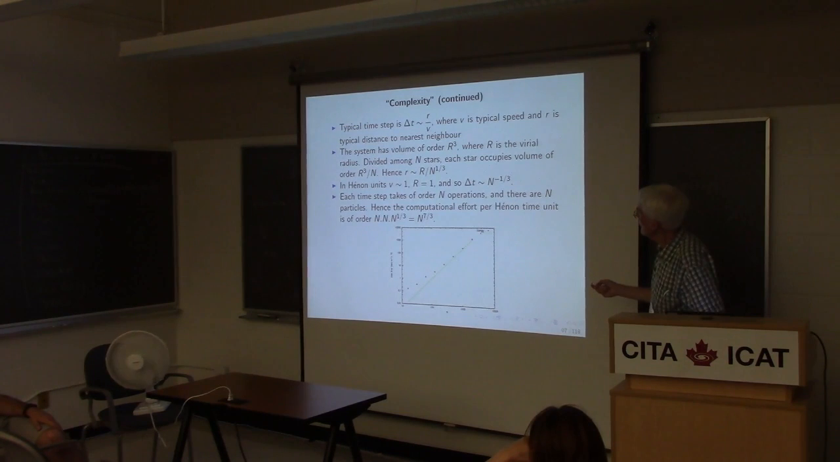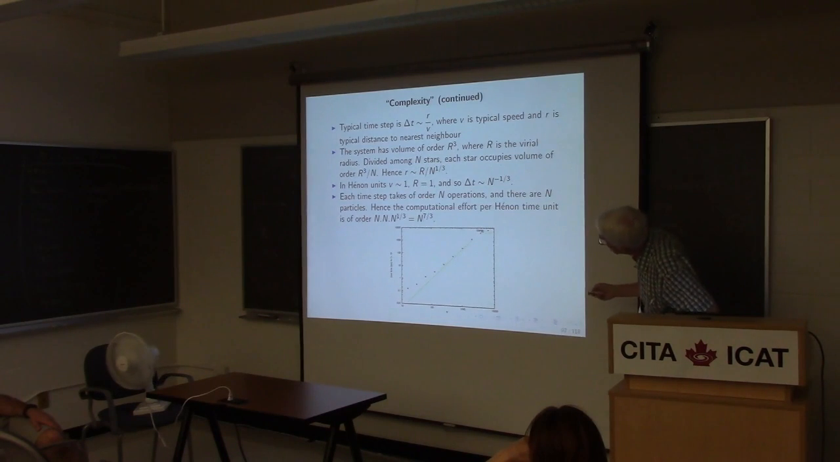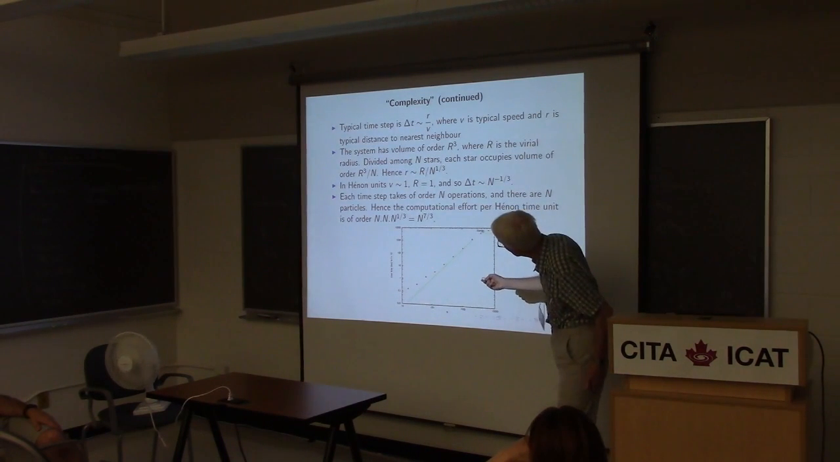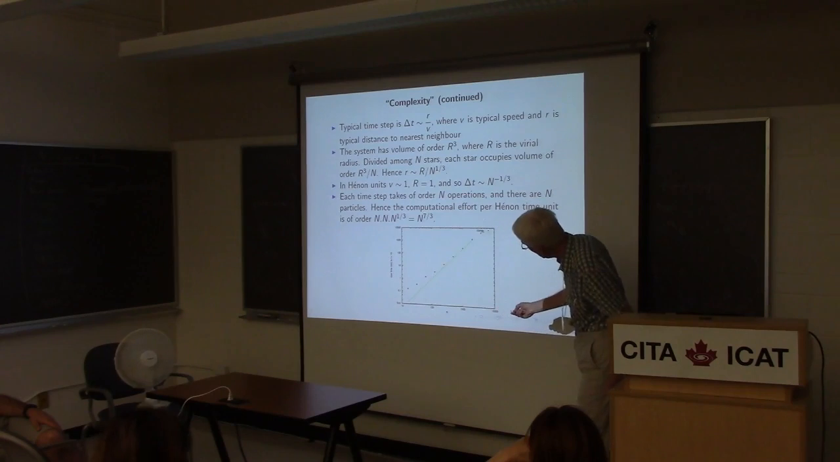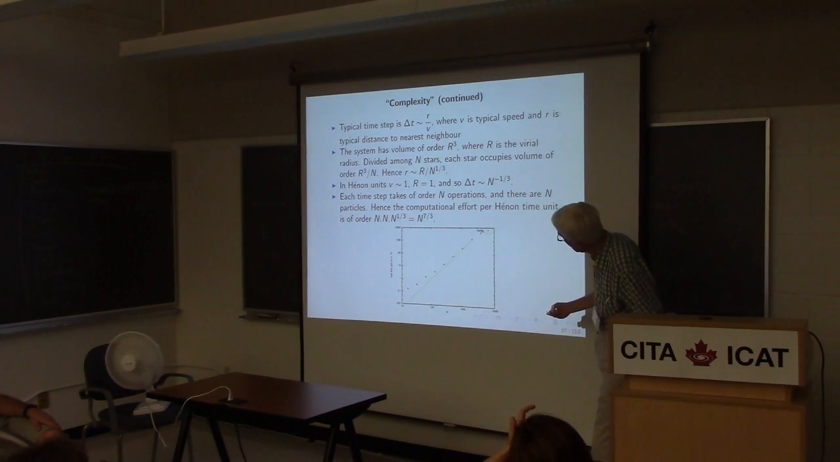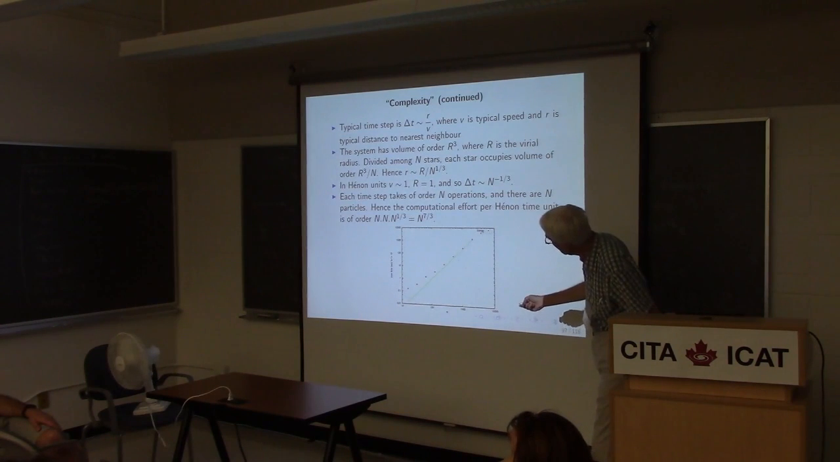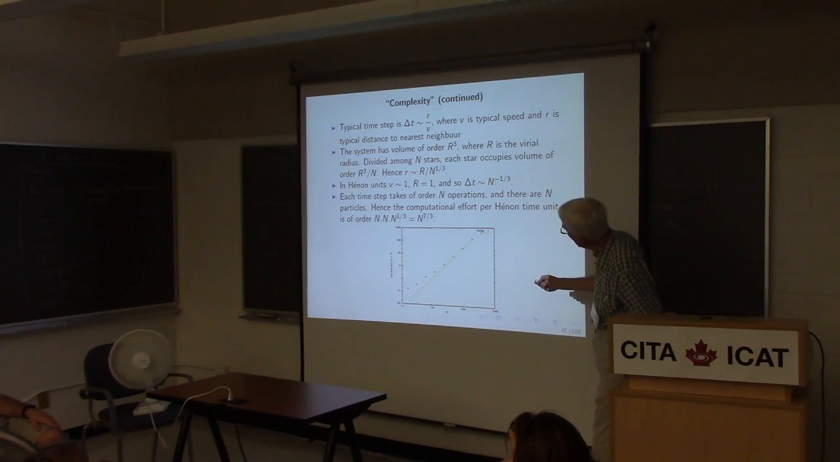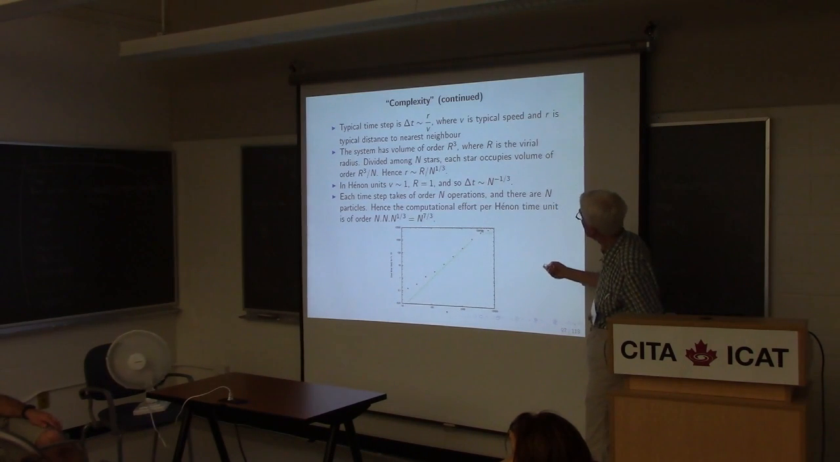and so it turns out that the computational effort per N-body time unit is around about n to the seven-thirds. This is a comparison of the time taken to go up to time 10 in N-body units as a function of the number of particles. This is 10,000 here, this is 10 particles here, and as long as the number of particles is above around 100, you're very, very close to this n to the 7/3 dependence.